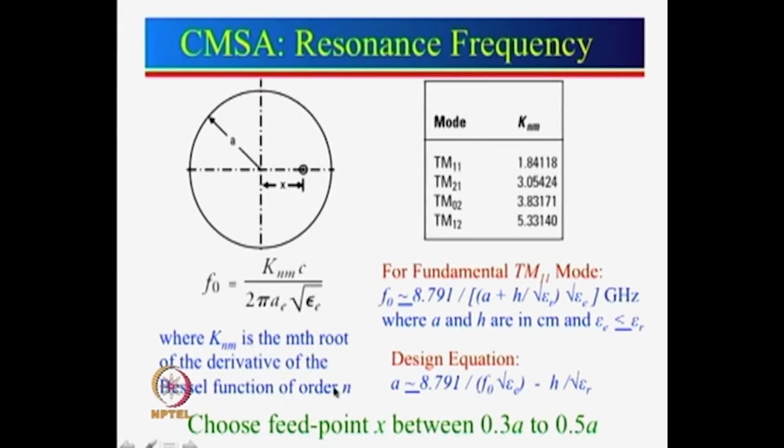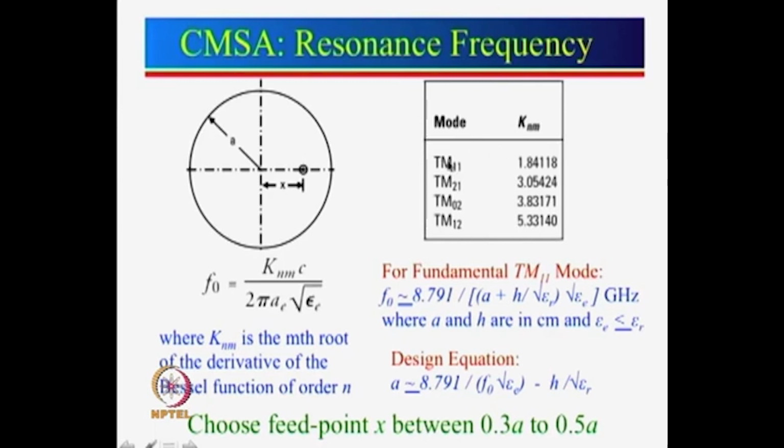However, we need not worry too much about it because roots of the Bessel functions are available, and we are interested to start with the fundamental mode, which is TM11 mode. Then the next mode is TM21 mode. You can see that the KNM is a little higher now. Then the next mode is 02, KNM is increasing. The next mode is TM12, which is given by 5.33. But we will start our discussion with TM11 mode, which is the fundamental mode.